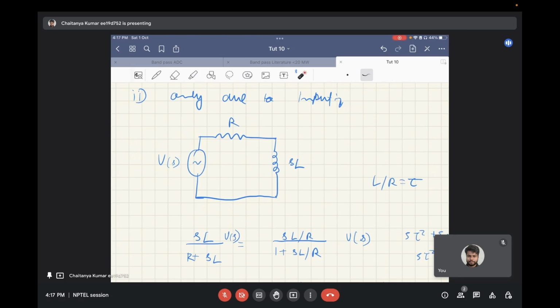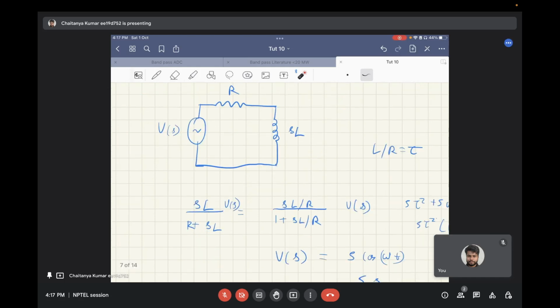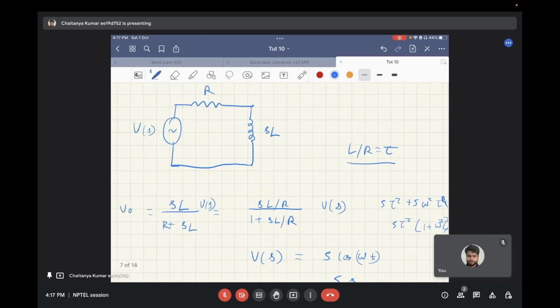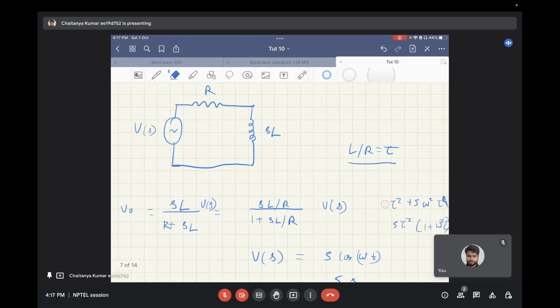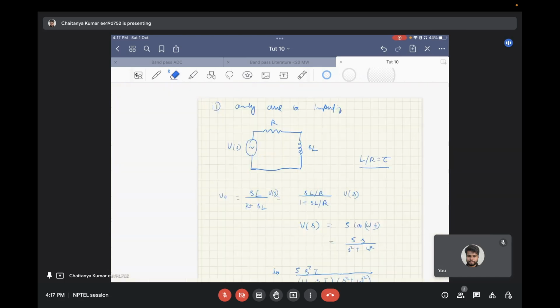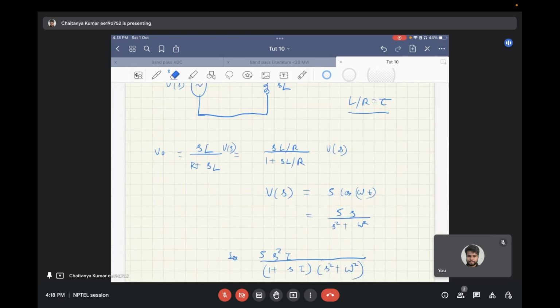Now, the impedance of the inductor is equal to S times L, where L is the value of the inductor. So from there, the output you get is the resistor divider between R and SL, and that comes out to be S into L by R upon 1 plus S into L by R, where L by R is the time constant. So that can be written over here. And V of S is given in the question as 5 cos omega t.